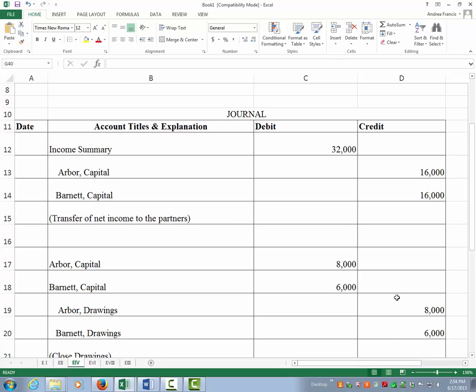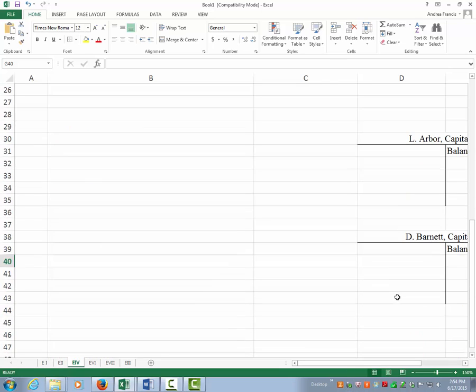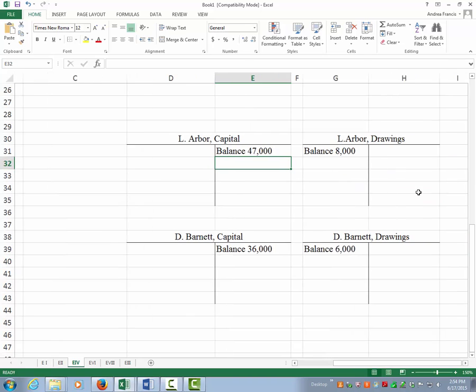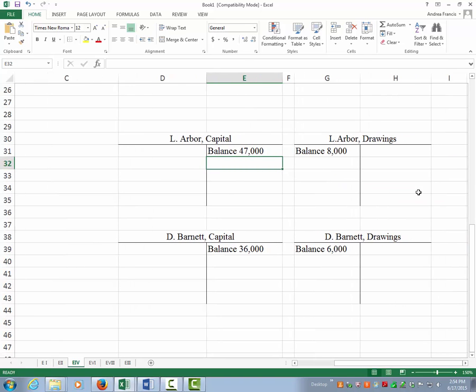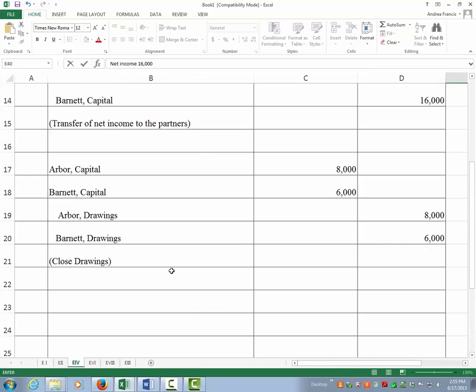We know that we have to credit each capital account, so we go down to Arbor's capital account and credit the account with the net income of 16,000, and we can also go to Barnett's account and credit Barnett's account with the net income of 16,000. Remember, you just copy and paste. Whatever you do in the journal, you do in the ledger. The signs don't change.